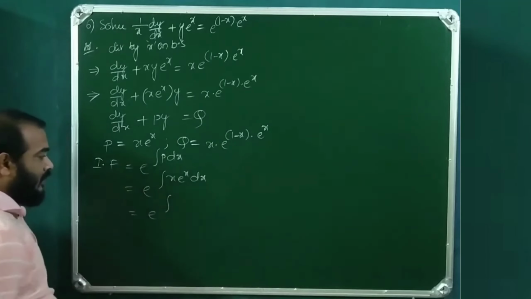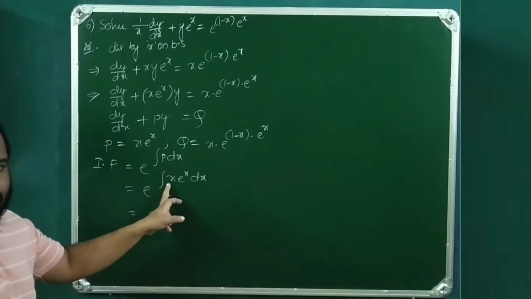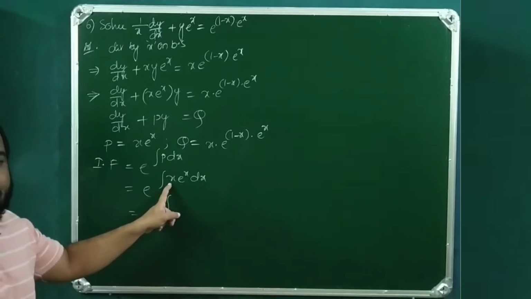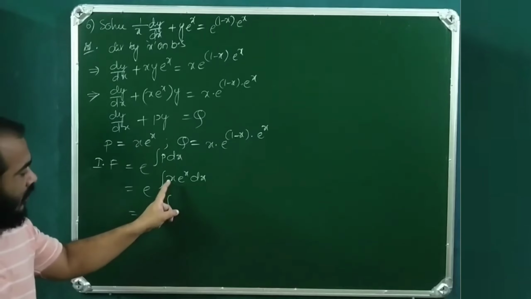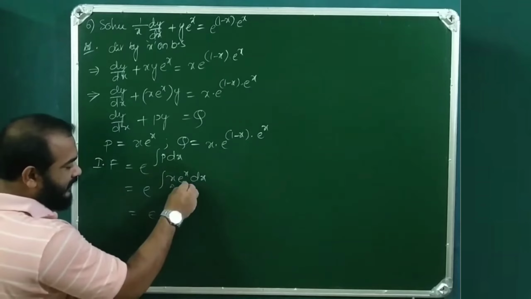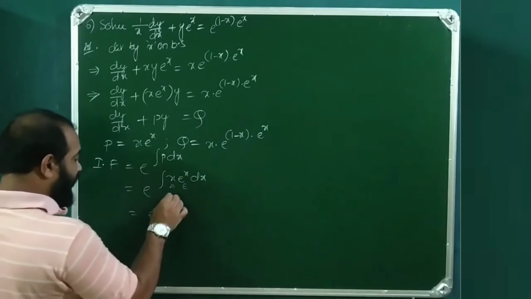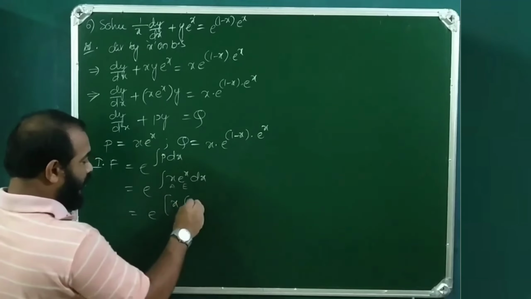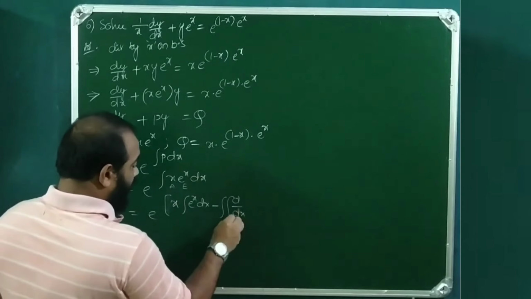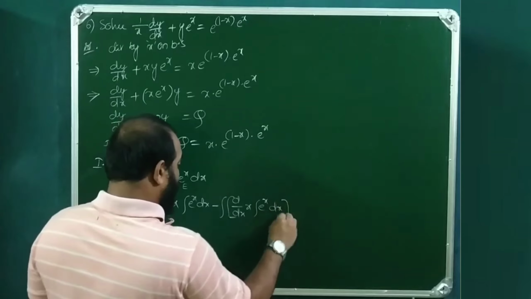So e power, this is a product of two functions. So we need to integrate it through the process of integration by parts. The ILATE phrase will come to our mind. So x is an algebraic function, e power x is exponential. So A comes first and then E. So this is equal to first function into integral of second function dx minus integral of d by dx of first function into integral of second function dx, whole dx.